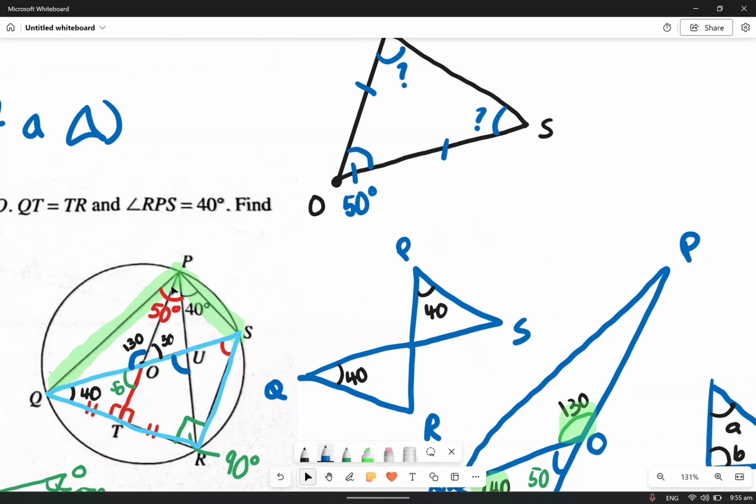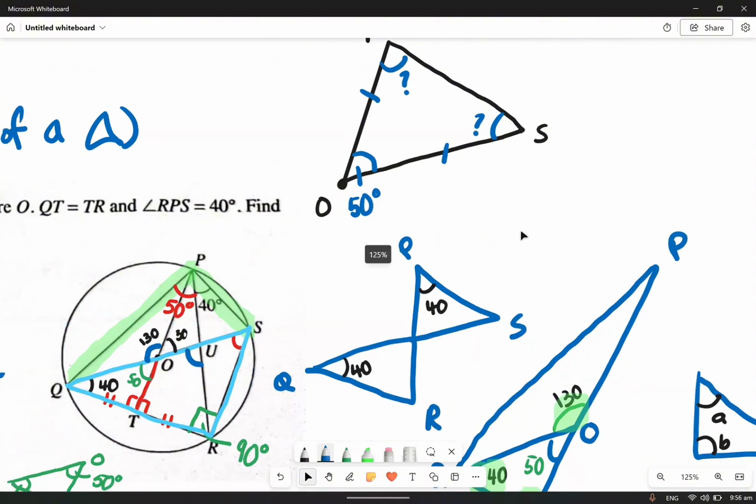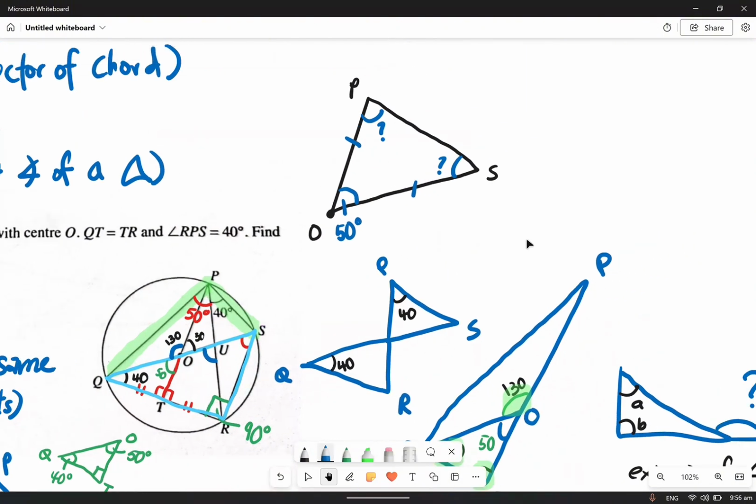Okay, there's one here. I follow my cursor. Can you all see this triangle? So which one is OS equals to OP? OS is equals to OP. So you can find PSO. Am I making sense?